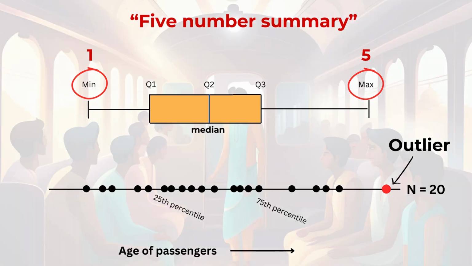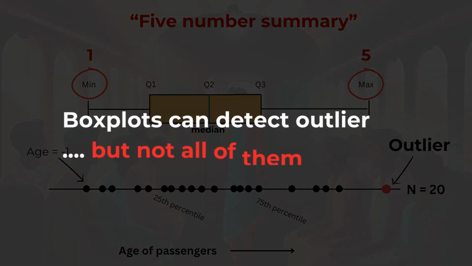So while noting down the age of a 1-year-old boy, the volunteer did a typo and wrote -1 instead of 1. Now, clearly we know -1 is not the part of our distribution and hence an outlier. But since the distance between 1 and -1 is not that much, -1 is also included as a part of our distribution and is not detected as an outlier. So remember, box plots can detect outliers, but not all of them.